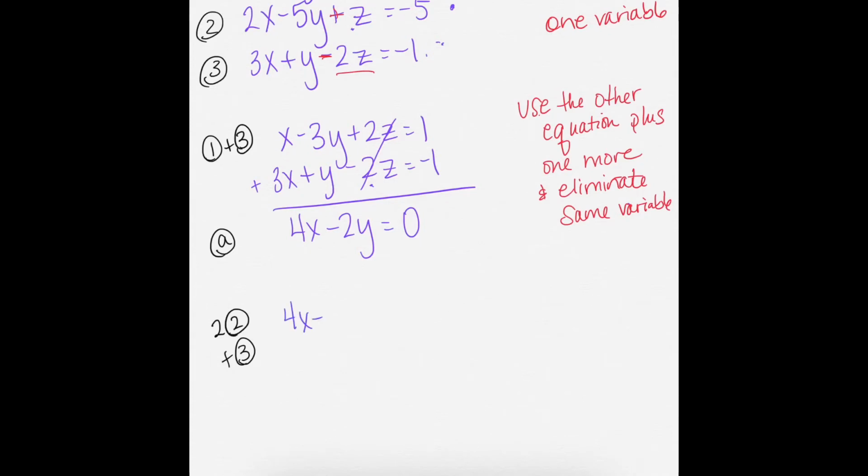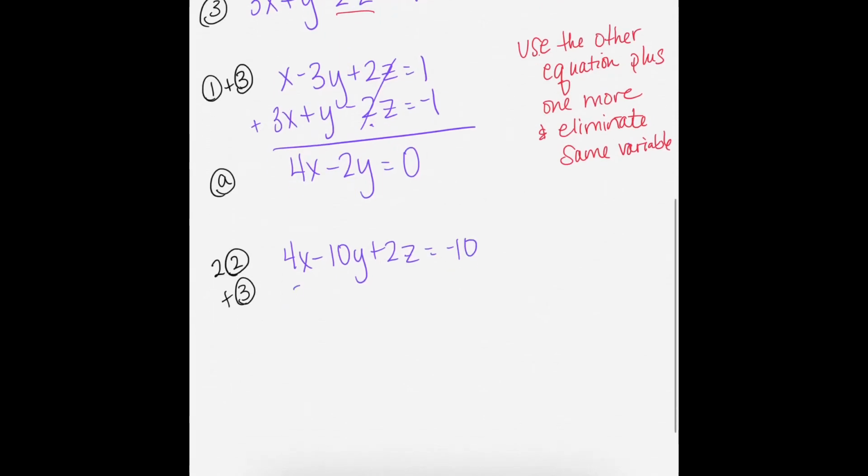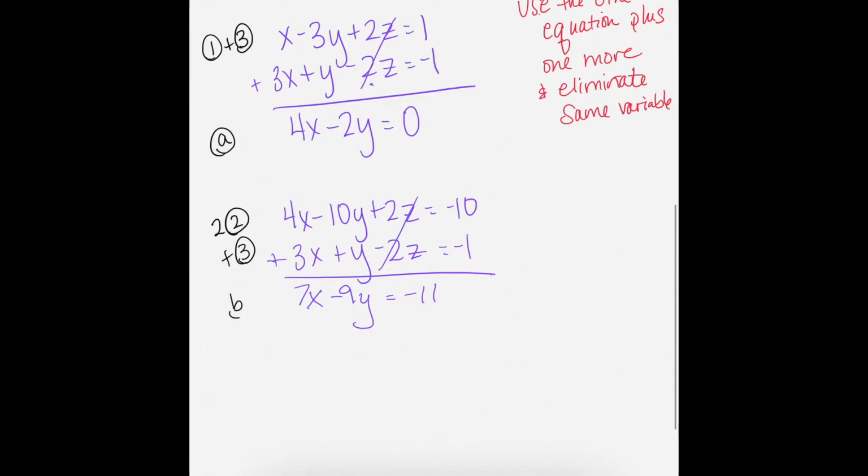So let me write out my steps. 2 times equation 2 will give me 4x minus 10y plus 2z equals negative 10. Adding equation 3 to it, 3x plus y minus 2z equals negative 1. I'm going to add them together. That gives me 7x minus 9y, my z's cancel, is equal to negative 11. Can you guess what I'm going to call this equation? Hopefully you guessed B.